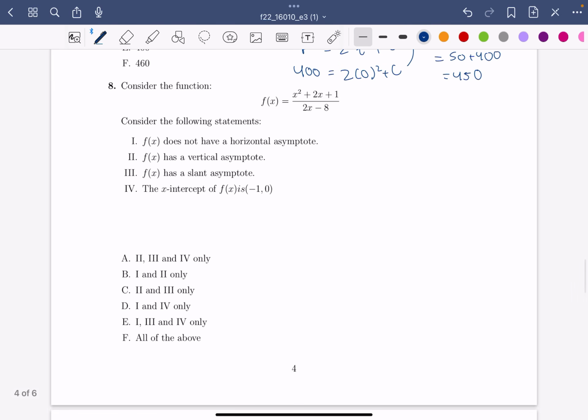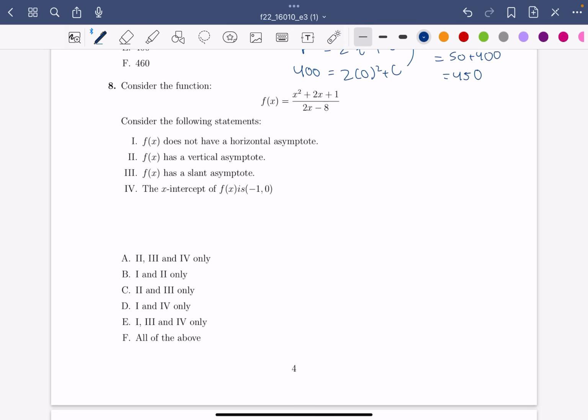Number 8. Consider the function f(x) = (x squared plus 2x plus 1) over (2x minus 8). Consider the following statements. Number 1. f(x) does not have a horizontal asymptote. Number 2. f(x) has a vertical asymptote. Number 3. f(x) has a slant asymptote. And number 4. The x-intercept of f(x) is (-1, 0).